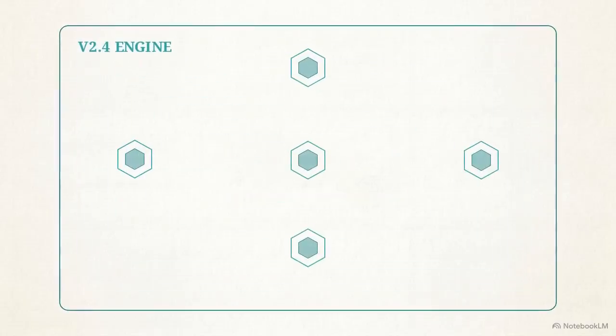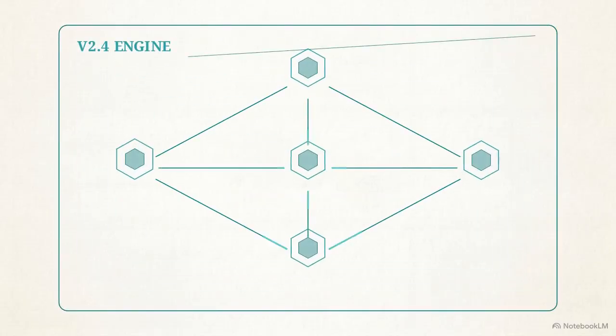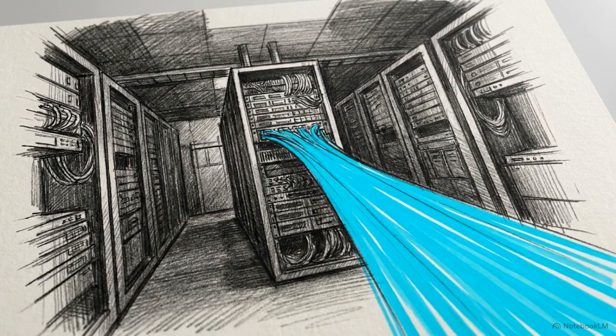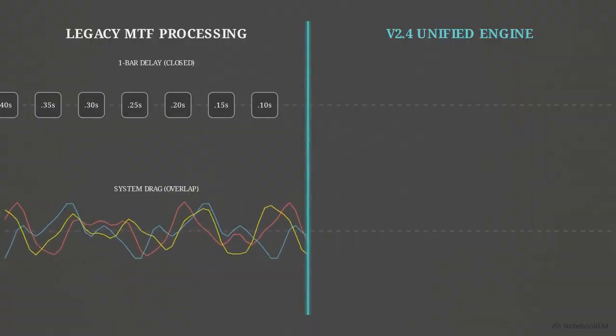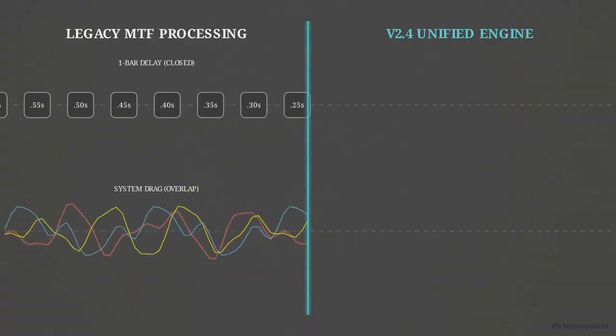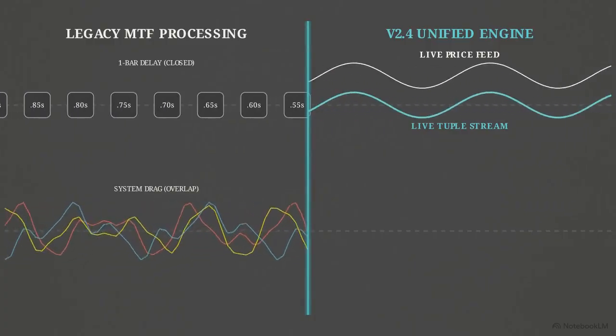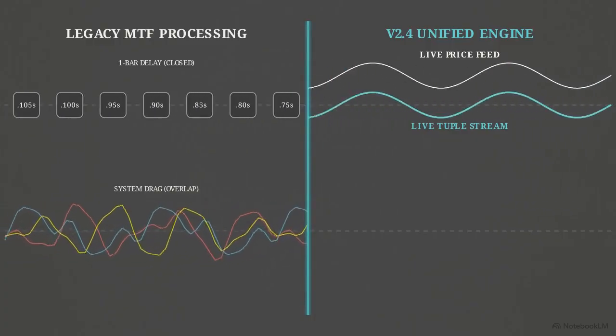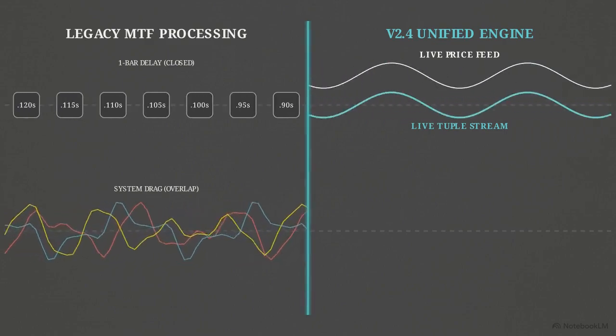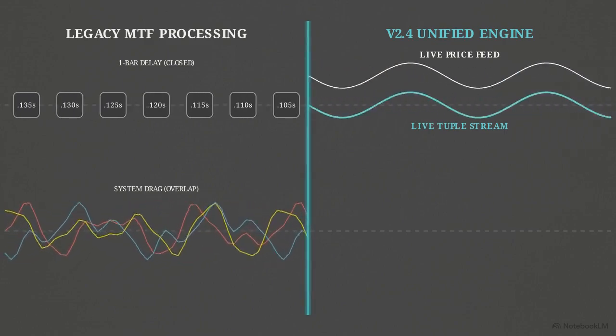Let's open up the back end of the V2.4 engine to see how it achieves this. The first architectural pillar of the V2.4 framework is the live tuple data stream. This pipeline diagram shows how hard-coding the engine to stream current bar data obliterates the standard one-bar delay. The discrete blocky data packets dissolve into a continuous, unbroken stream that syncs perfectly with a live price feed.